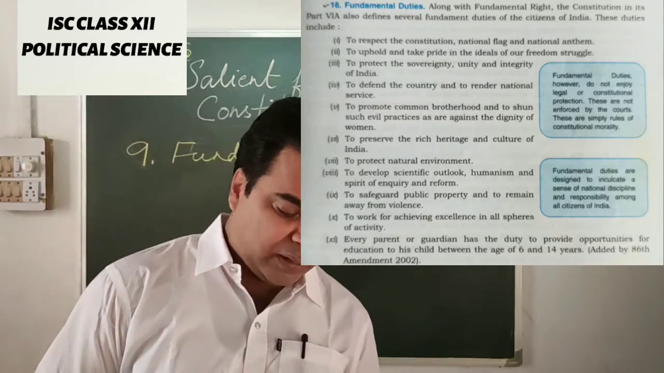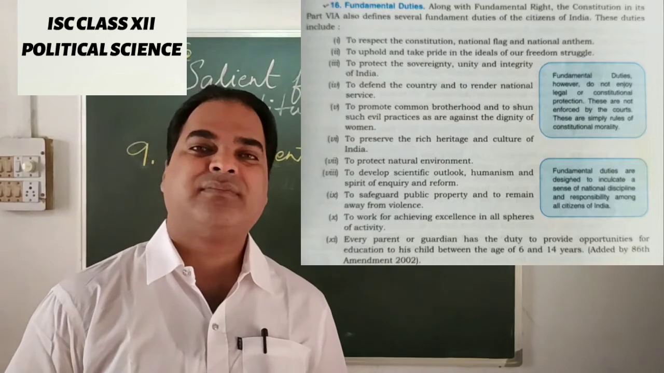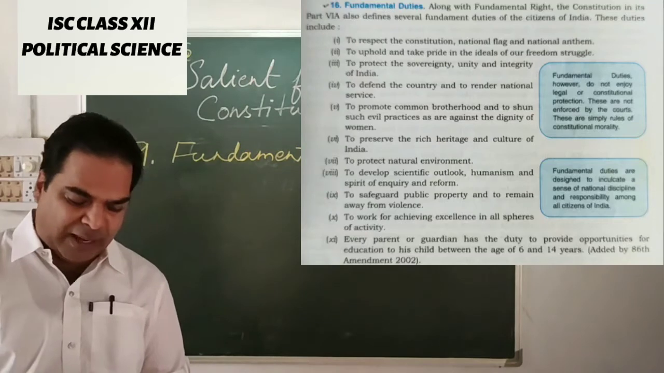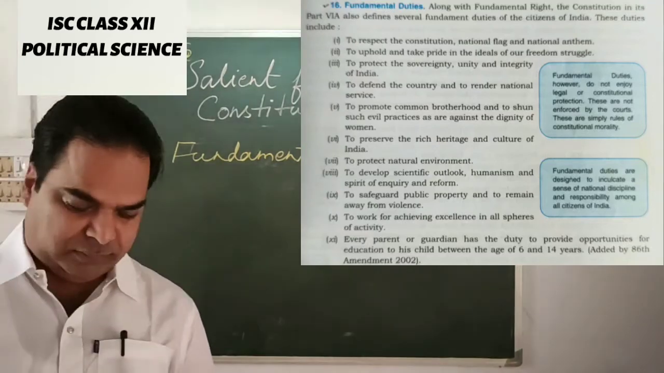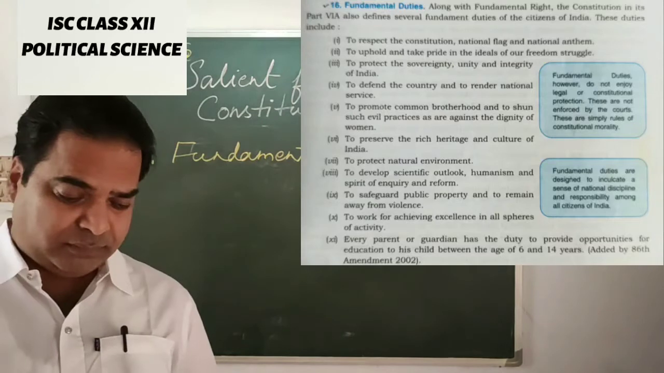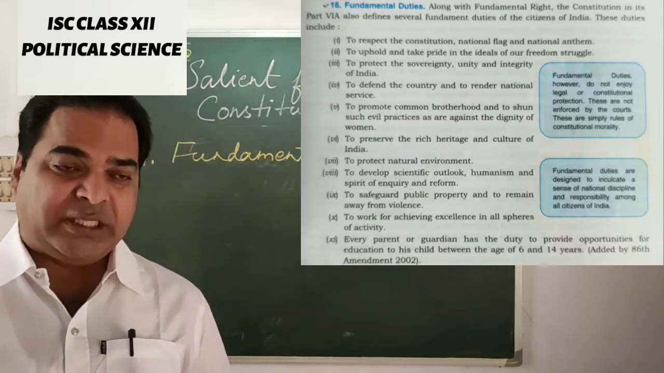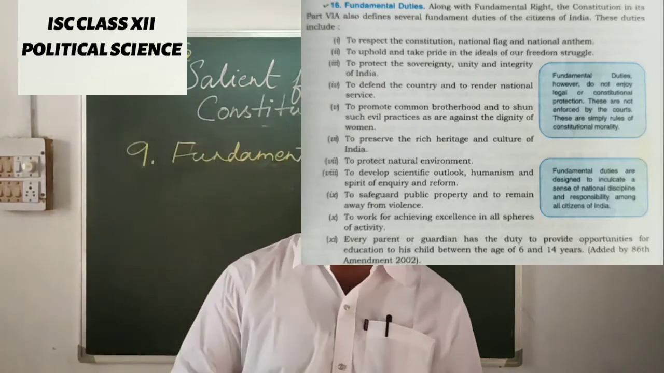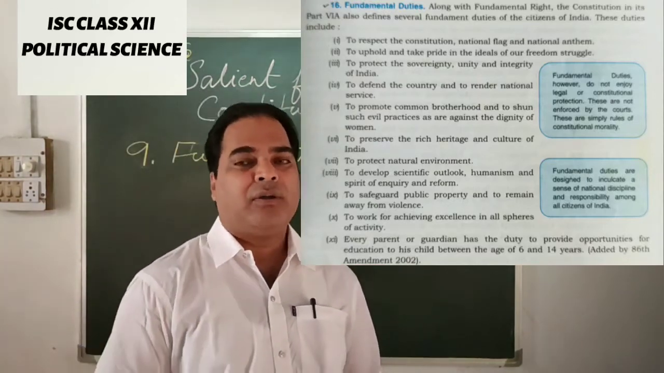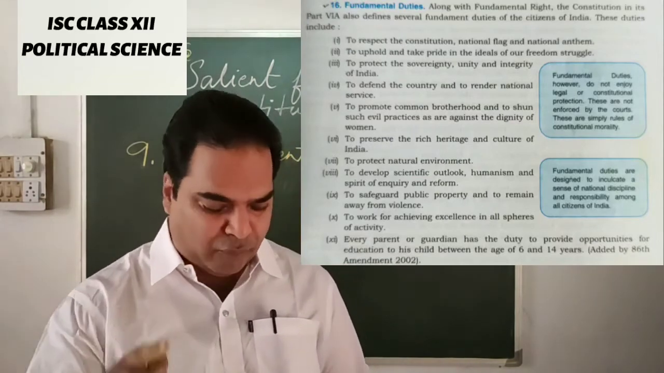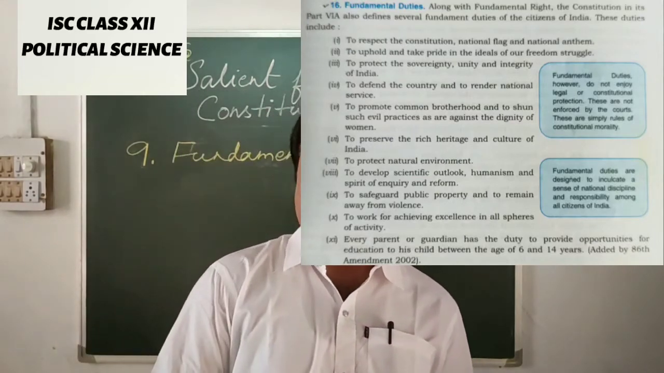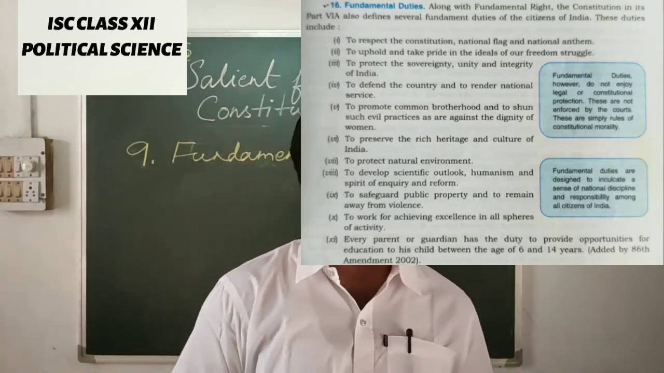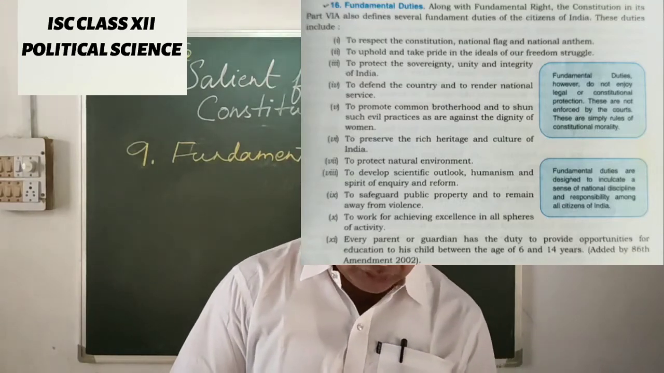And the last one, every parent or guardian has the duty to provide opportunities for education to his child between the ages of 6 and 14. So it is the duty of every parent to provide opportunity for the children between the ages of 6 and 14. Parents must provide them opportunity. They must send them to schools.